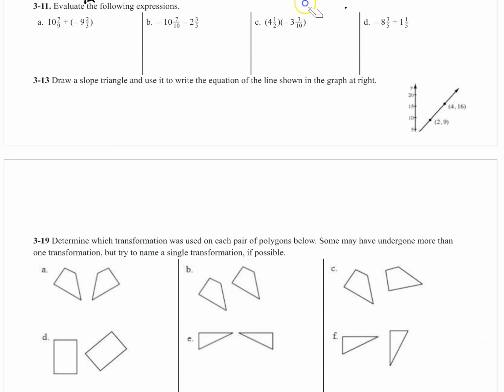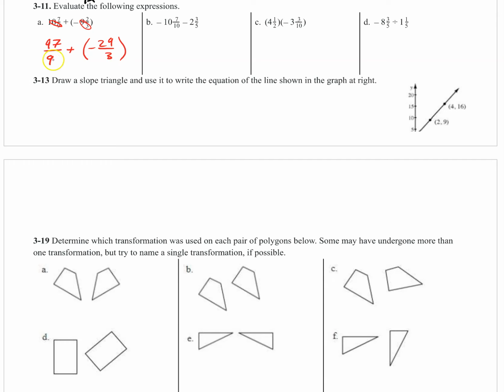3-11, evaluate the following expressions. So fun with fractions. Now I prefer to convert these into improper fractions. I'll show you what I mean. 10 times 9 is 90. 9 plus 7 is 97. So fractions like this. You've done it before. That's called an improper fraction. And we're going to add that to 9 times 3 is 27. And then add 2 is 29. So it's -29 over 3.